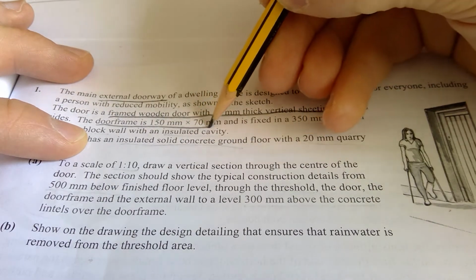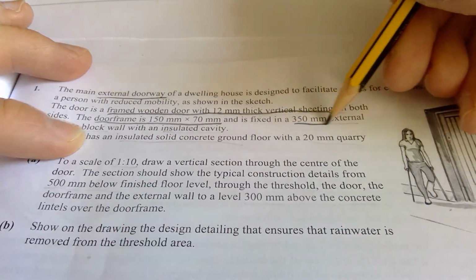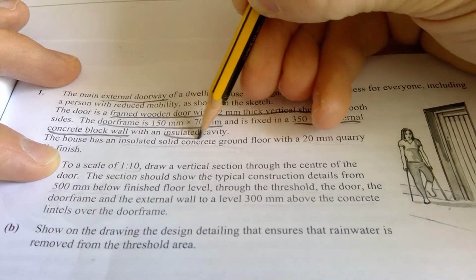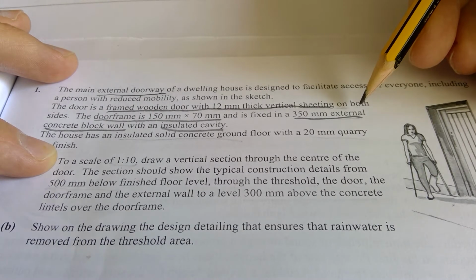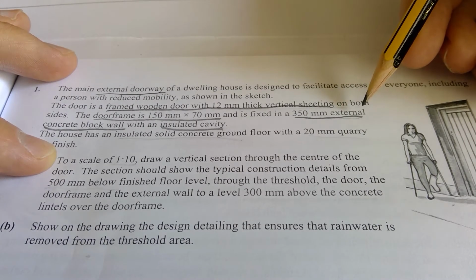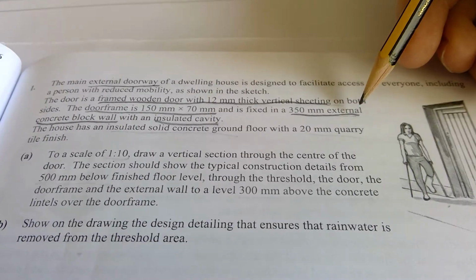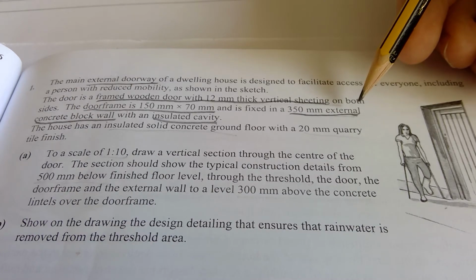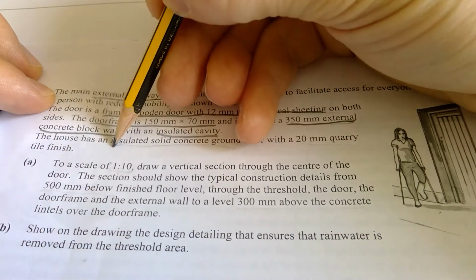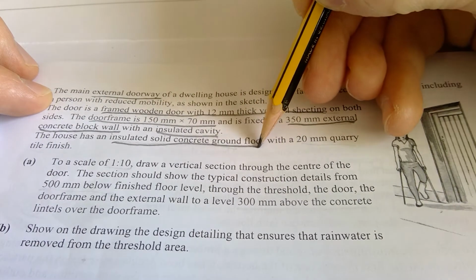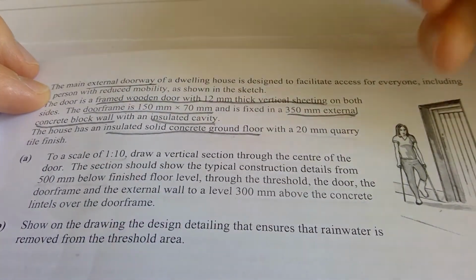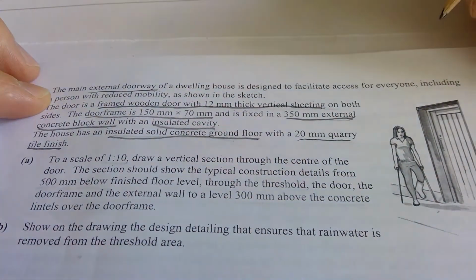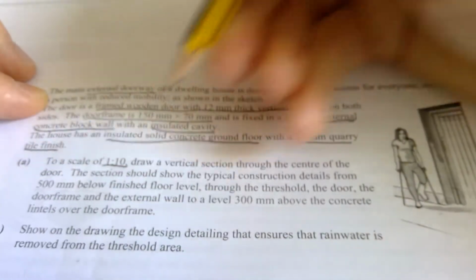The door frame is 150 by 70 and is fixed to a 350mm external concrete block wall with an insulated cavity. So we can see there we're dealing with a concrete block wall, not a timber frame wall. These details are often either a timber frame wall or a concrete block wall. You should know what either of those look like in a drawing detail. It has an insulated solid concrete ground floor. That basically means a normal concrete floor that we've always drawn, and a 20mm quarry tile finish, so it's got tiles on top. To a scale of 1 to 10, very important to get our scaling right.